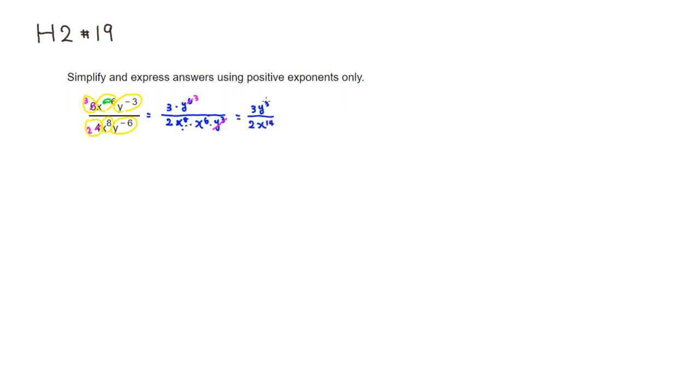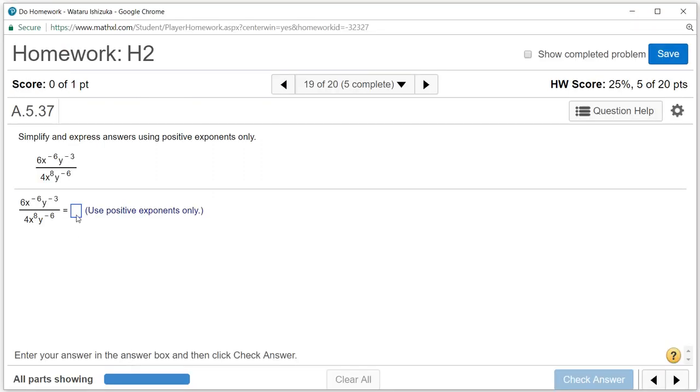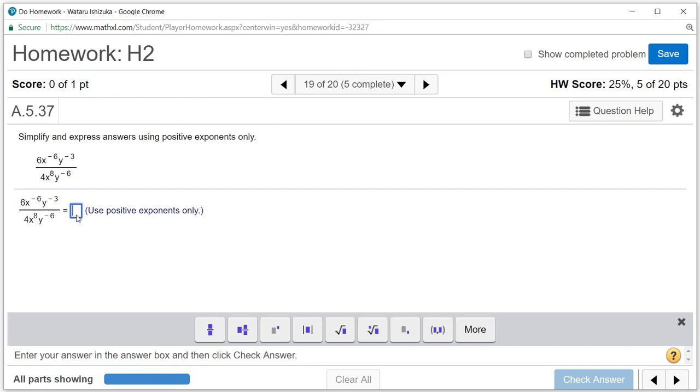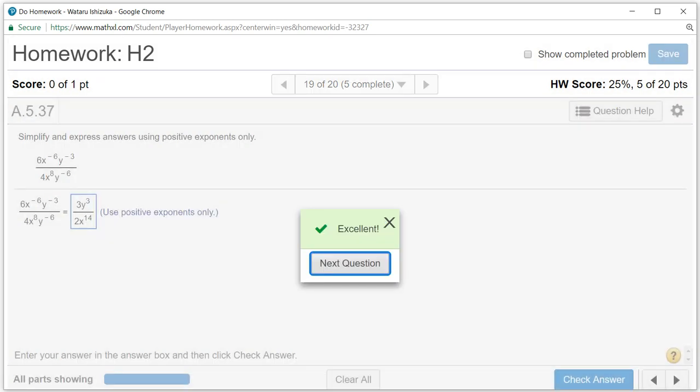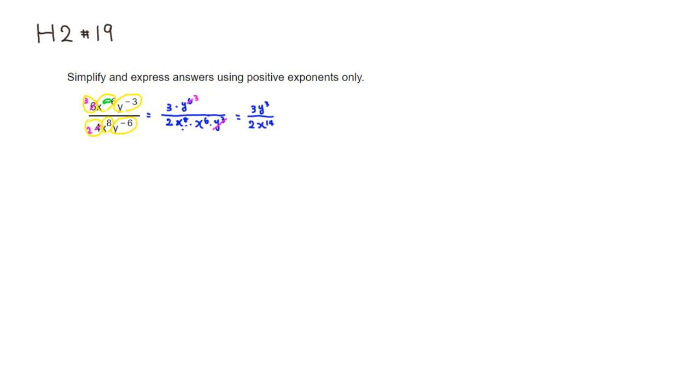So let's type it in. We're going to have 3 times y cubed, divided by 2 times x to the 14th power. Let's check the answer. Got that. That's it. I hope that this was clear.